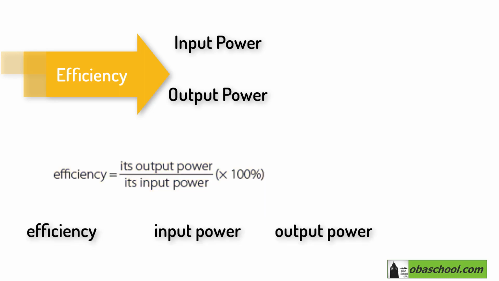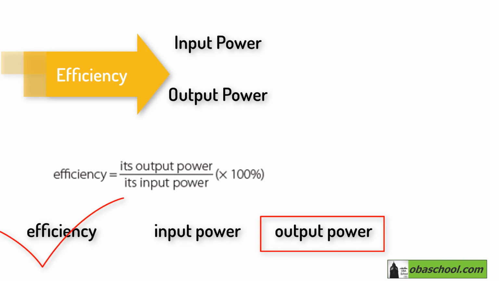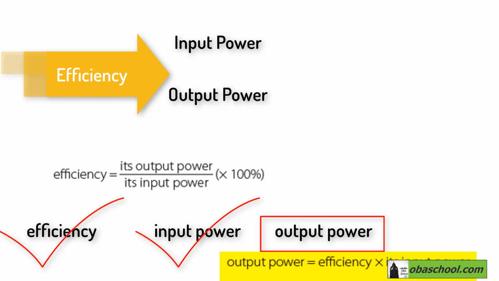Now, if any two values are known, we can find the third. For example, the output power will be found if the efficiency and the input power are known. So we rearrange the above equation to give output power is equal to efficiency multiplied by the input power.